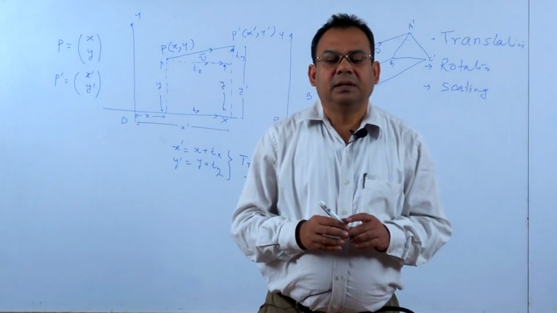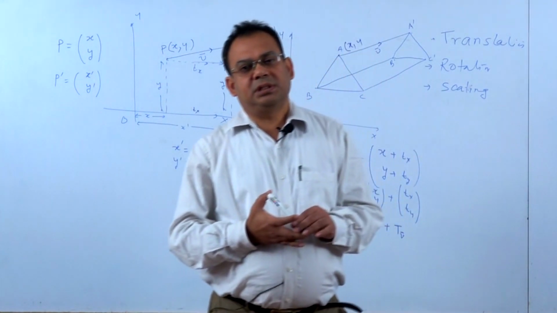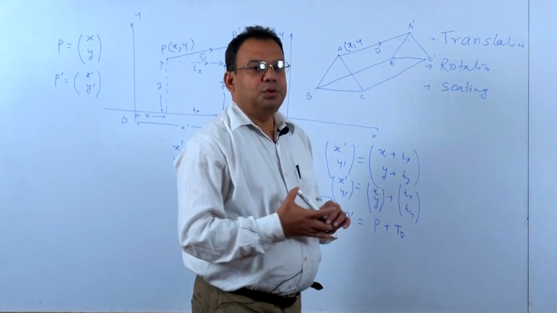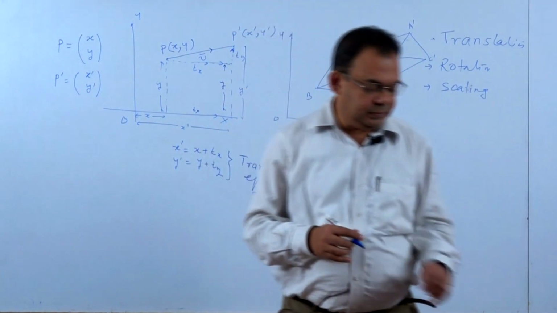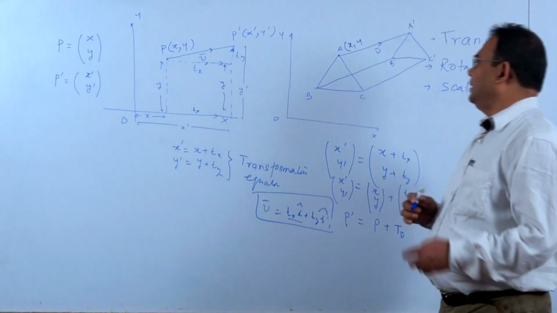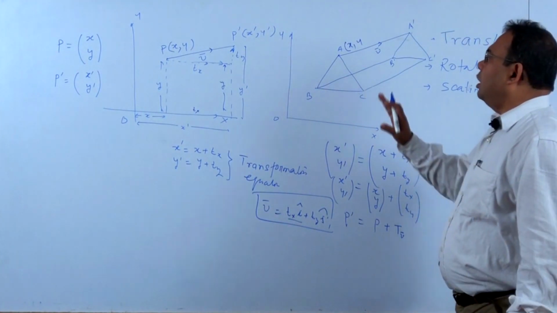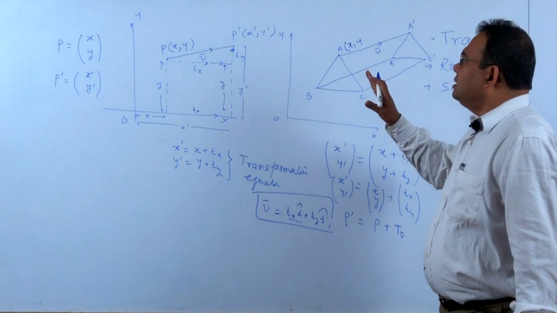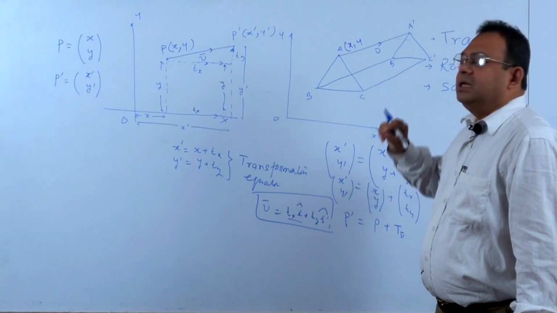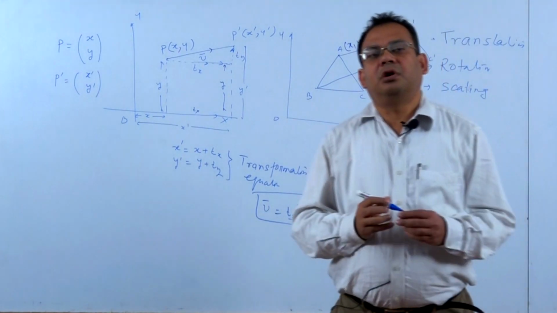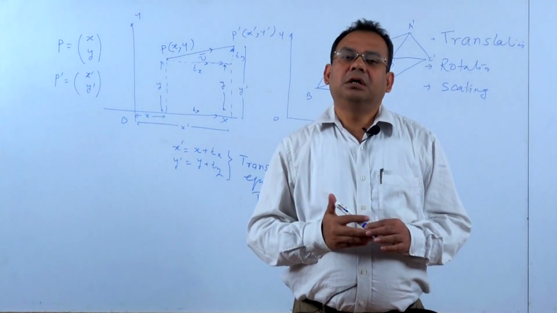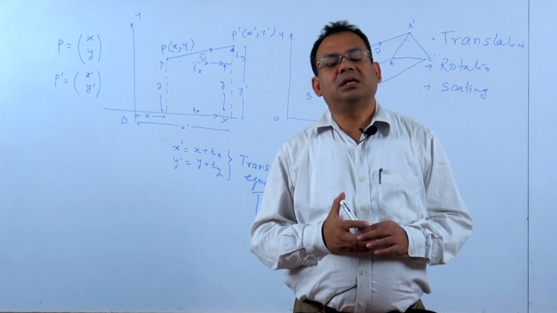Now we will consider another basic transformation called rotation. Now in case of rotation, the object changes its position keeping a fixed distance from a point called the pivot point or center of rotation.